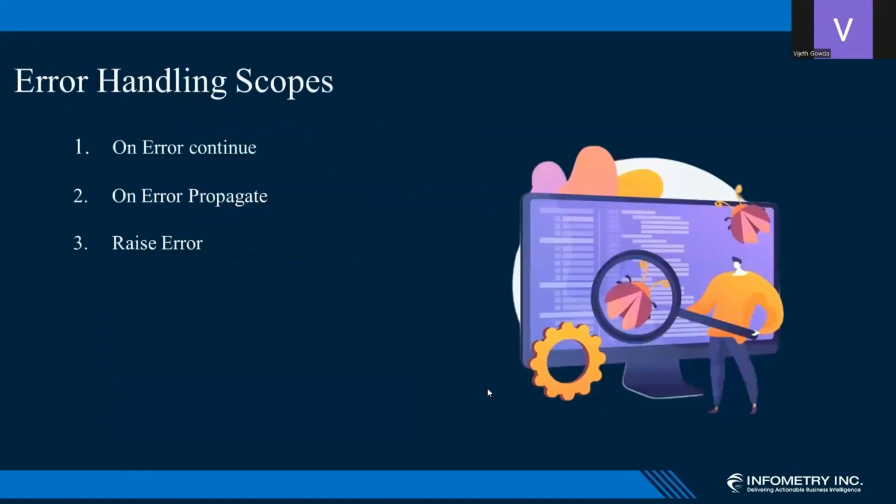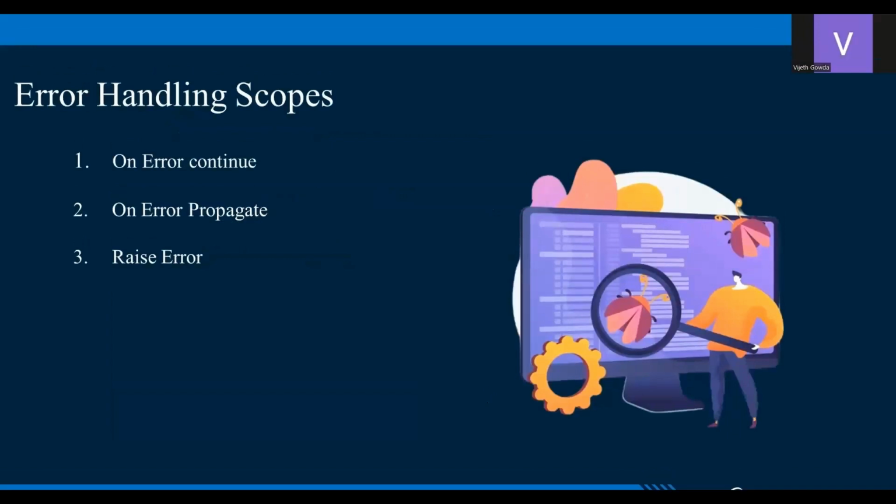So next, in Mule there are three error handling scopes. We will be using these error handling scopes at different levels of error handling in MuleSoft. First we'll see what these three will do. There are three: on error continue, on error propagate, and raise error, and we'll discuss them in detail in the coming slides.